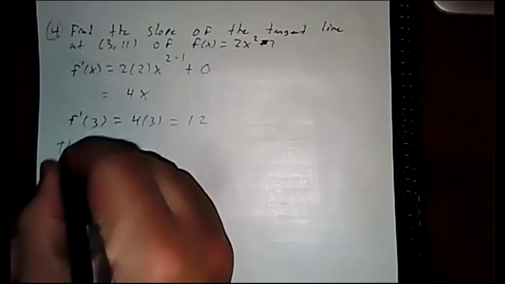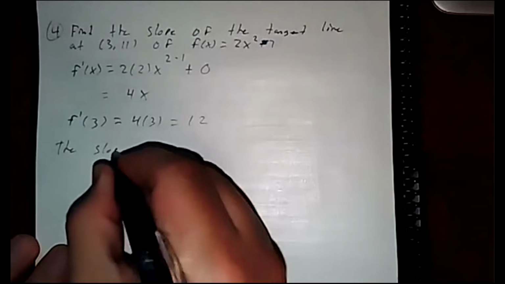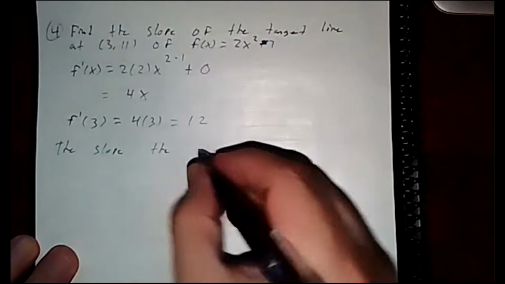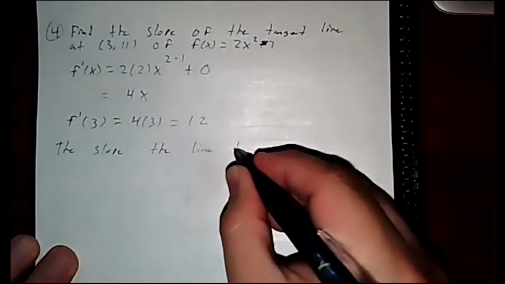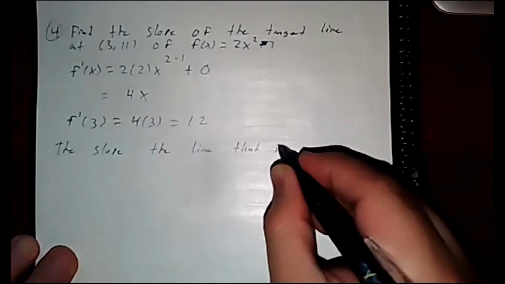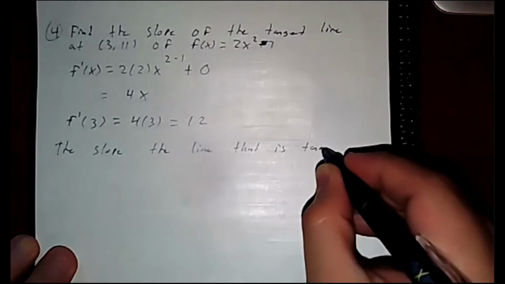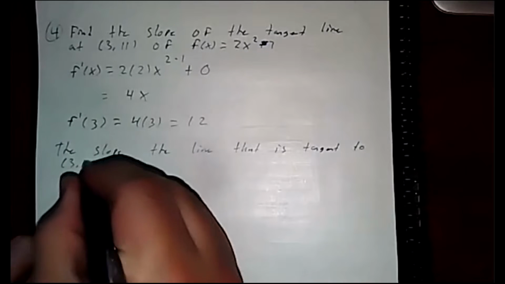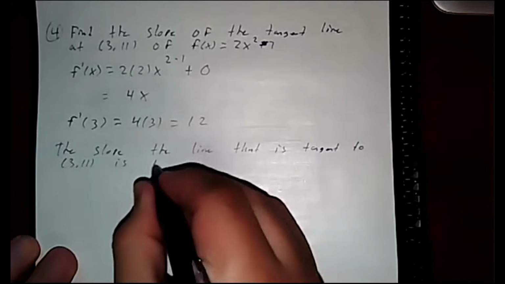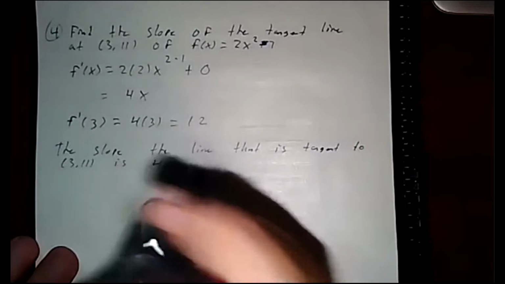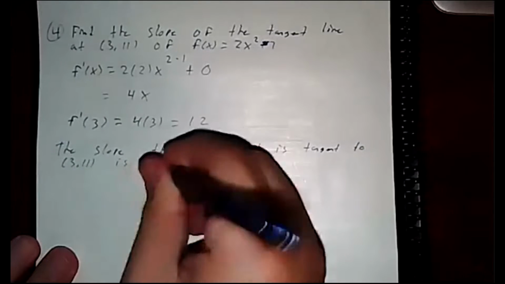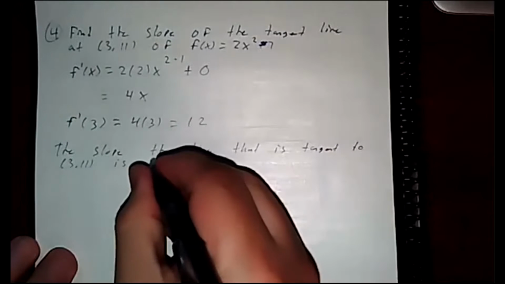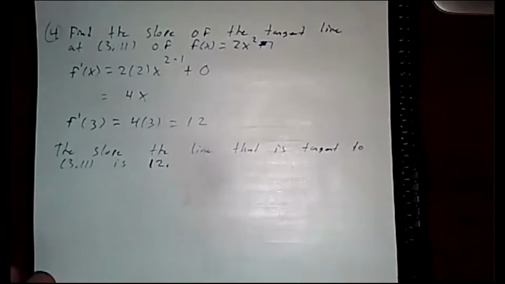So the slope, put this in English so we remember, the slope of the line that is tangent to (3, 11) is 12. 4 times 3. Does that make sense?